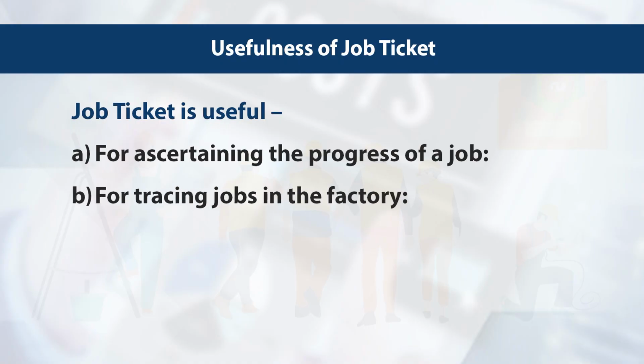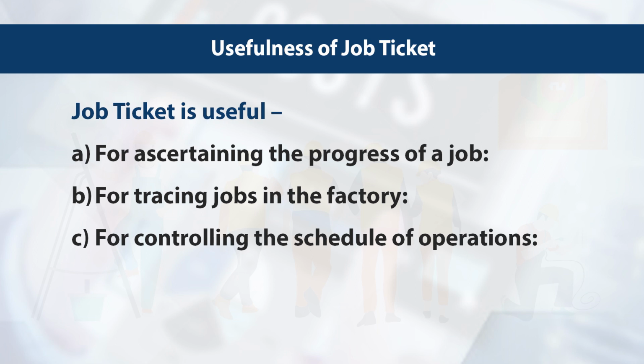For tracking jobs in the factory, due to the job ticket number, the operation stage of the respective job can be made available as and when it is required by the management. For example, on inquiry of a customer about his job status, the perfect status can be conveyed to the customer. When the job will be handed over to him can be specified with precision.